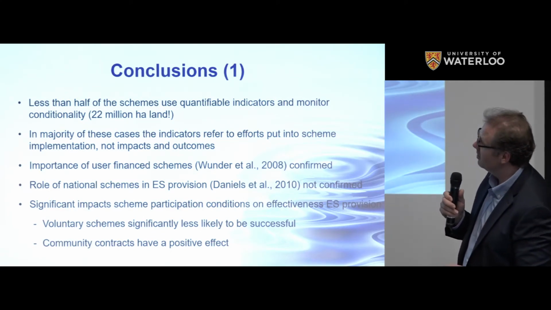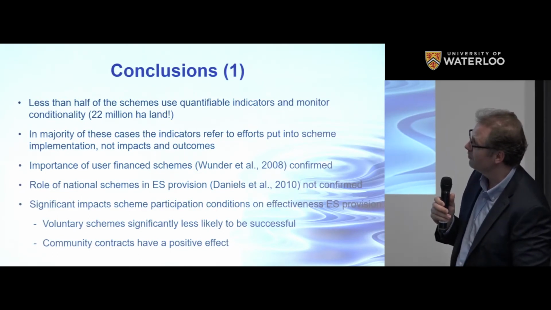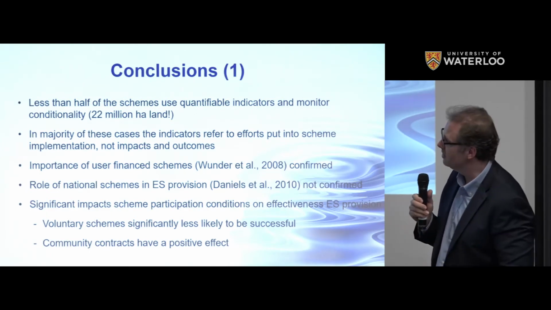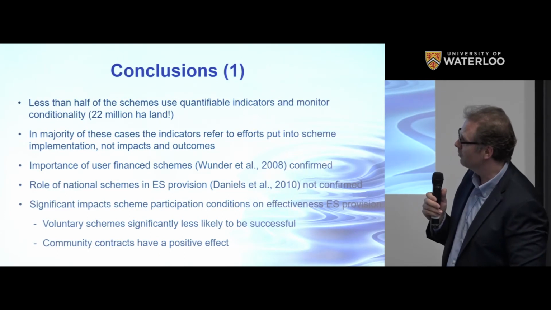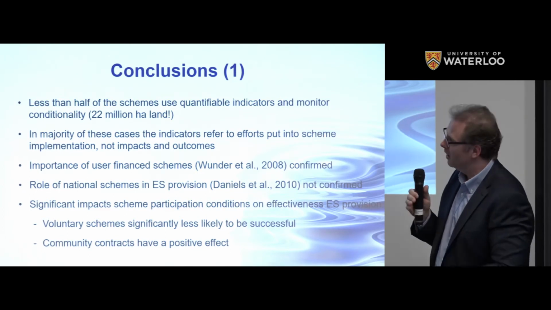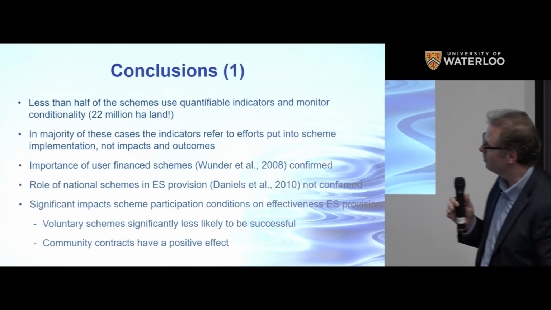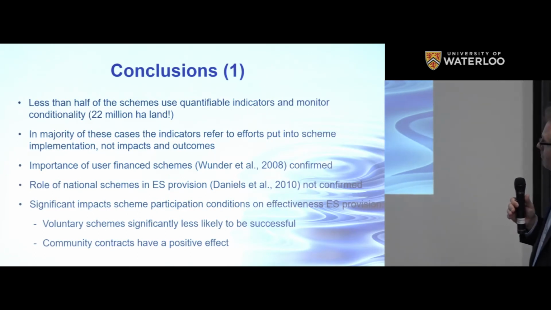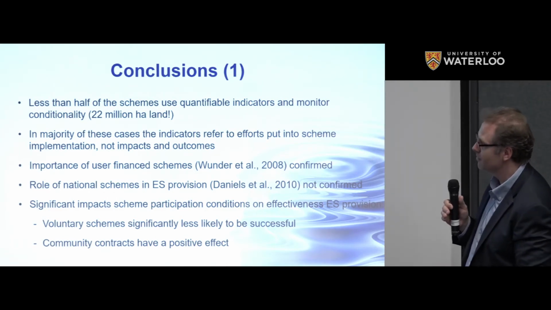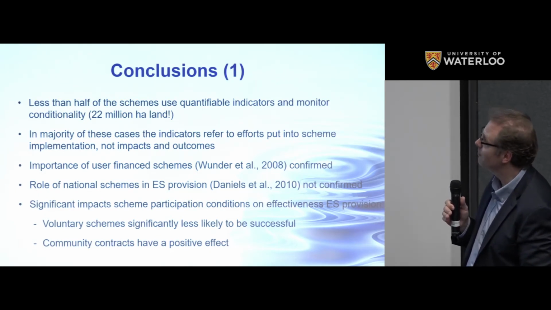So we find a number of things, indicators referring to efforts instead of the outcomes. That's another thing. So the issue of conditionality. Hardly any of these schemes meet the criterion of conditionality. Incrementality or additionality we were unable to prove. If you don't monitor, you have no idea what the causal relationship is between what happens upstream and what you get downstream. Scheme participation conditions were found to have a significant effect, as expected, where especially community contracts came out as particularly beneficial.